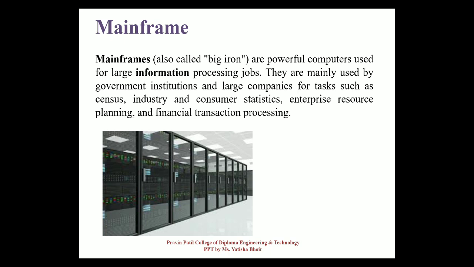And next is the mainframe computer. Mainframes are also called big iron. They are powerful computers used for large information processing jobs. Generally, we don't use mainframe computers in the home or in the offices. A mainframe computer is used by large companies for information processing jobs, and they are used for big tasks. They are mainly used by government institutions and large companies for tasks such as census, industry and consumer statistics, enterprise resource planning, and financial transaction processing.